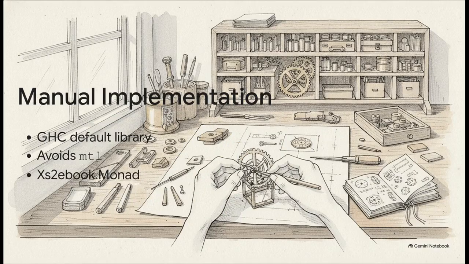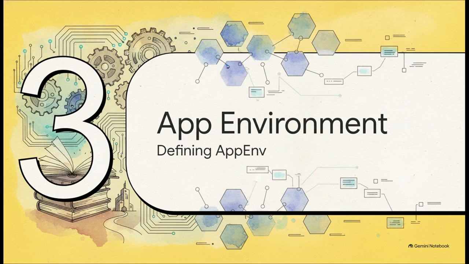A fascinating and honestly very pragmatic choice Ang made here was opting for a manual implementation. Instead of instinctively reaching for an external library like mtl to simplify this process, which is what a lot of people do, they used the default transformers library that already comes bundled with GHC. This completely avoids external dependencies and keeps things incredibly straightforward. All of this foundational code is neatly grouped together in a single module called access-to-ebook.monad. Which brings us to Section 3, building the app environment.